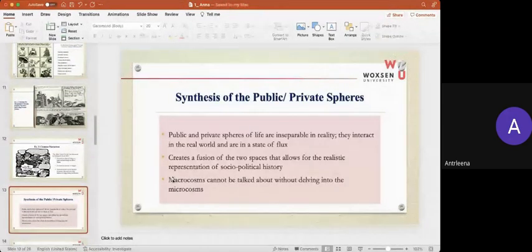Next point is synthesis of the public and private spheres of history. So we know that the public and private spheres of our lives, think about the public and private spheres of our lives, they are always in a state of flux. They are always together. You cannot separate them. You cannot talk about each of them in isolation. But what happens in history books is that they only talk about the public life.